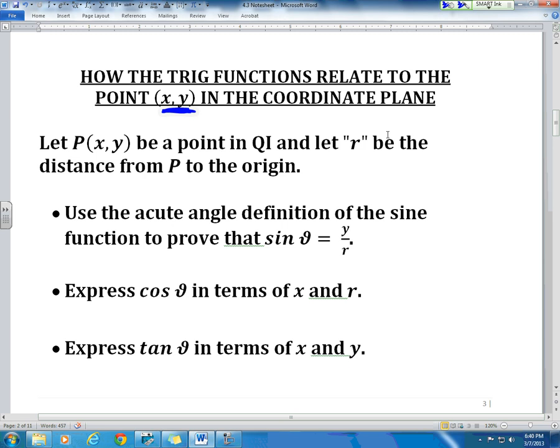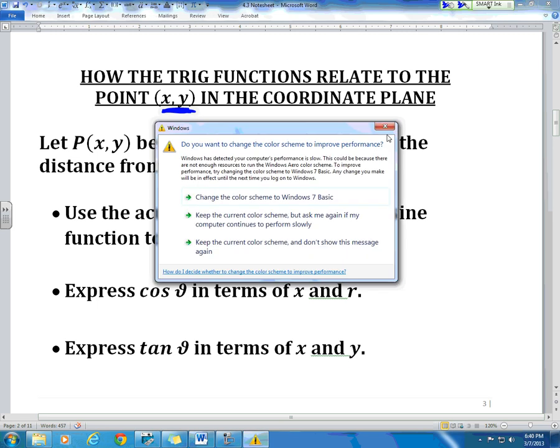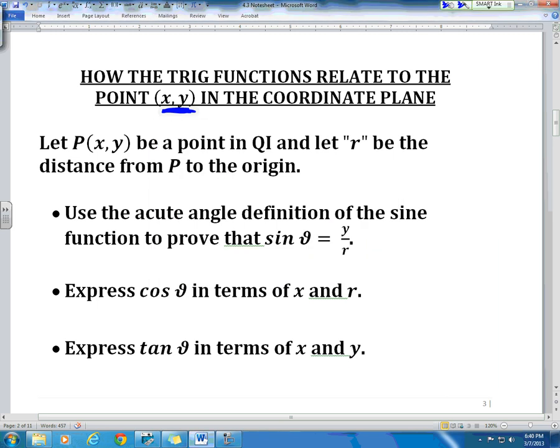So we know how to plot a point xy. Now we're going to relate trig functions to these points. The first little blurb here says, let point P, which holds the coordinates xy, be a point in quadrant 1, and let R be the distance between P and the origin. So I want you to picture this. I want you to think about the drawing that would go along with this.